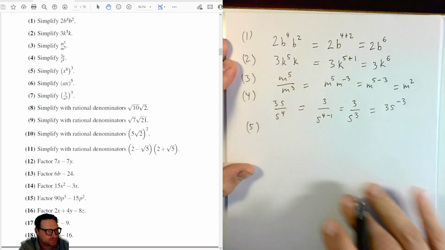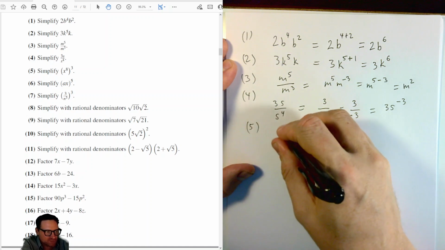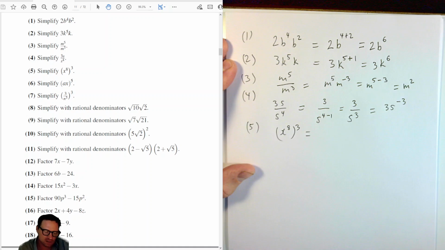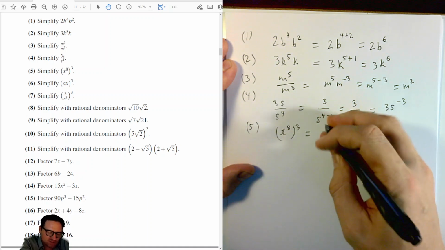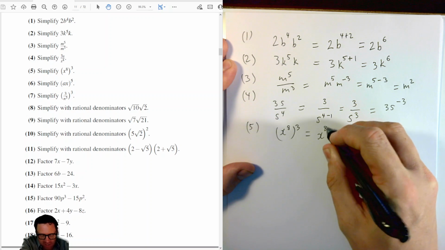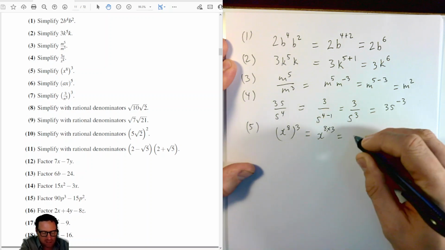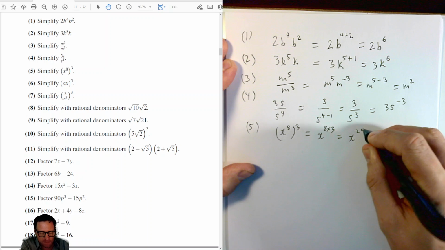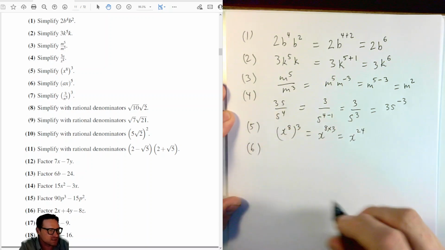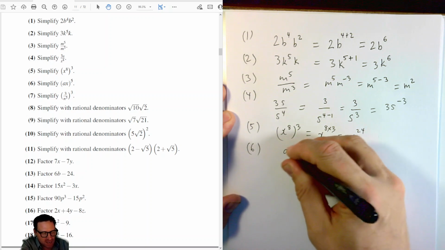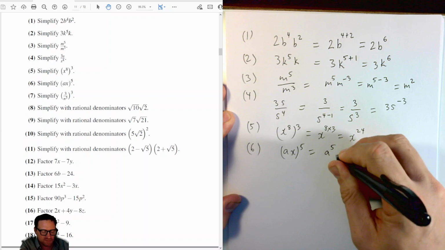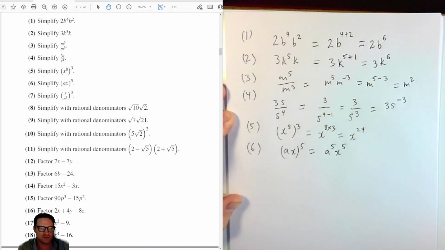Question 5. Simplify x to the power of 8 all to the power of 3. So in this case we need to multiply the exponents. So we have x to the power of 8 times 3, and 8 times 3 is 24. So x to the power of 24. Question 6. Simplify ax to the power of 5. Okay, so this is a to the power of 5, x to the power of 5.